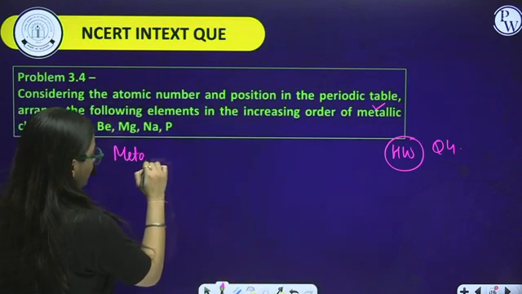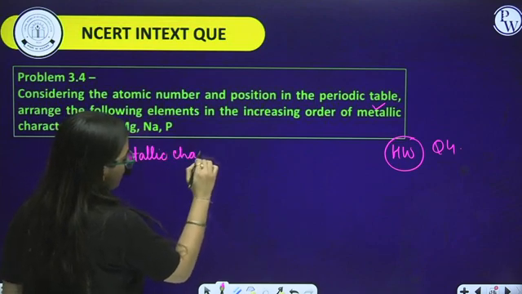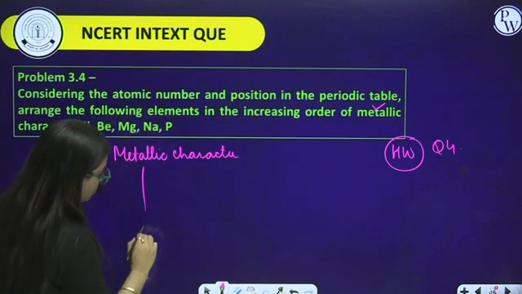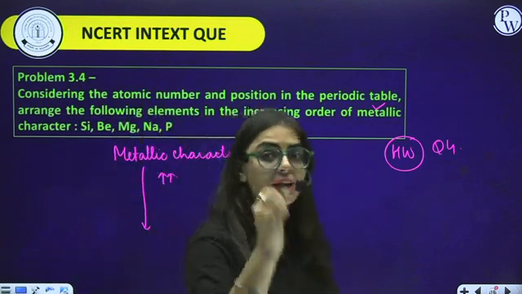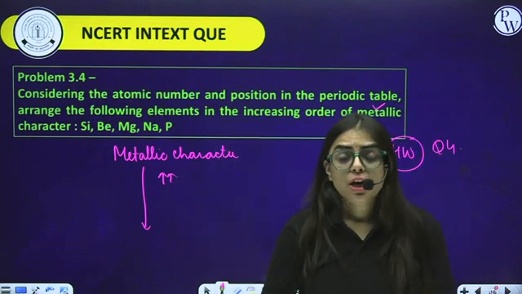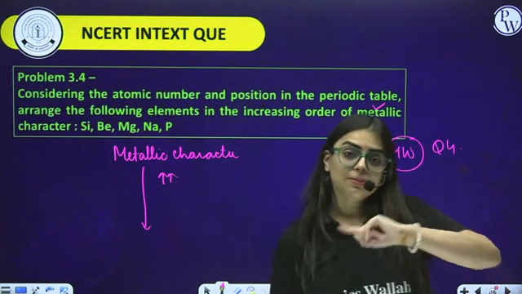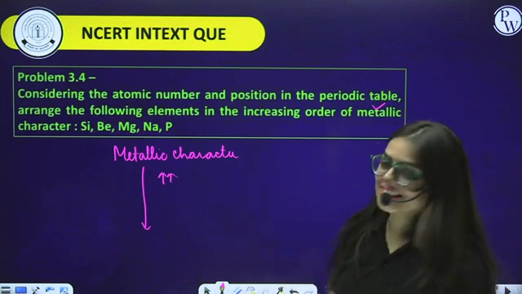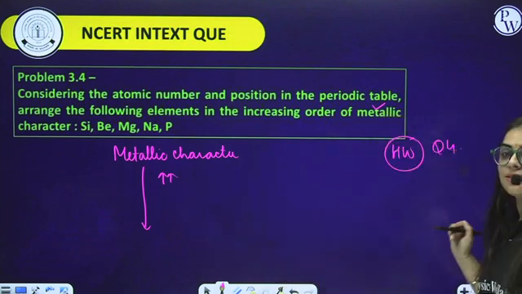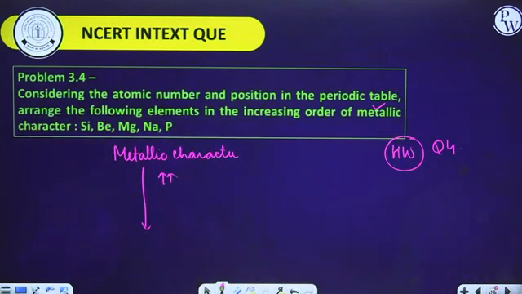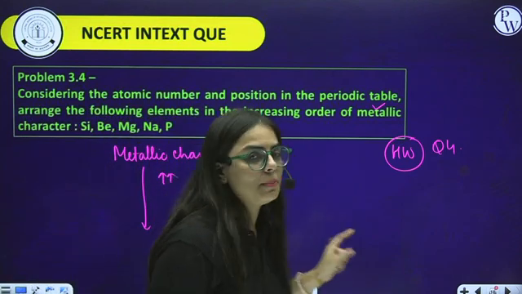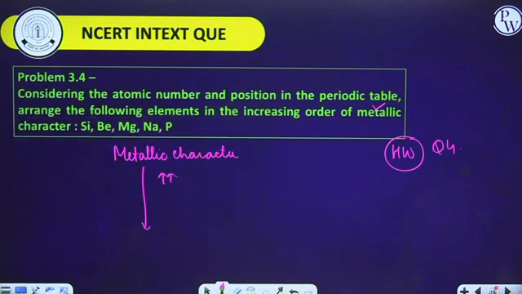Metallic character, if you go down the group, is going to increase. And across a period, metallic character will decrease, non-metallic character will increase. Non-metallic character from left to right is increasing, but metallic character from left to right is decreasing. So now arrange them and write the order in the comment section. This is your question number 4 as a homework. Everybody write it down. I'm moving aside so that you can write it down, and we can move on to the next question. Shall we, students? Everybody has written this? This is again your NCERT in-text question I am talking about.